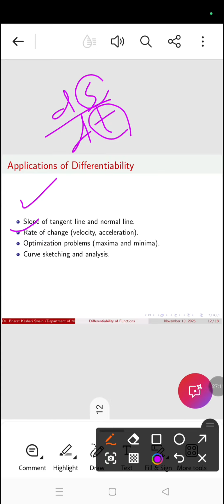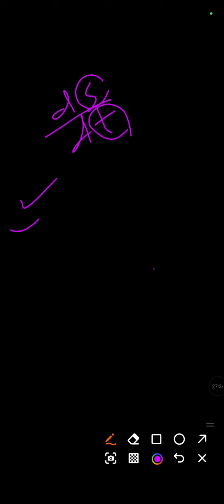Next, differentiability gives the optimization of the function, the maximization or minimization, the maximum value and minimum value of the function. Then curve sketching and analysis, it will also help in curve sketching and analysis of the function.